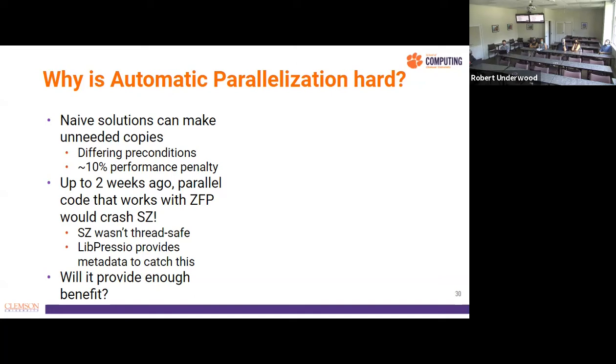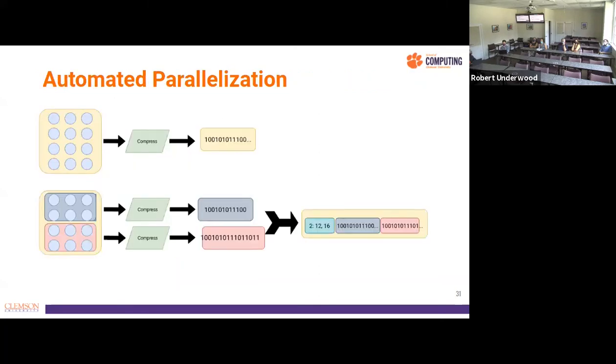The other kind of open question is, will this provide sufficient benefit to actually matter? So in general, this is the approach that we took to performing automated parallelization. The picture at the top represents the compression scheme before we operated on it, and below represents the compression scheme after. So we have some region of data containing many values. We feed them all into the compressor. We receive the compressed stream.